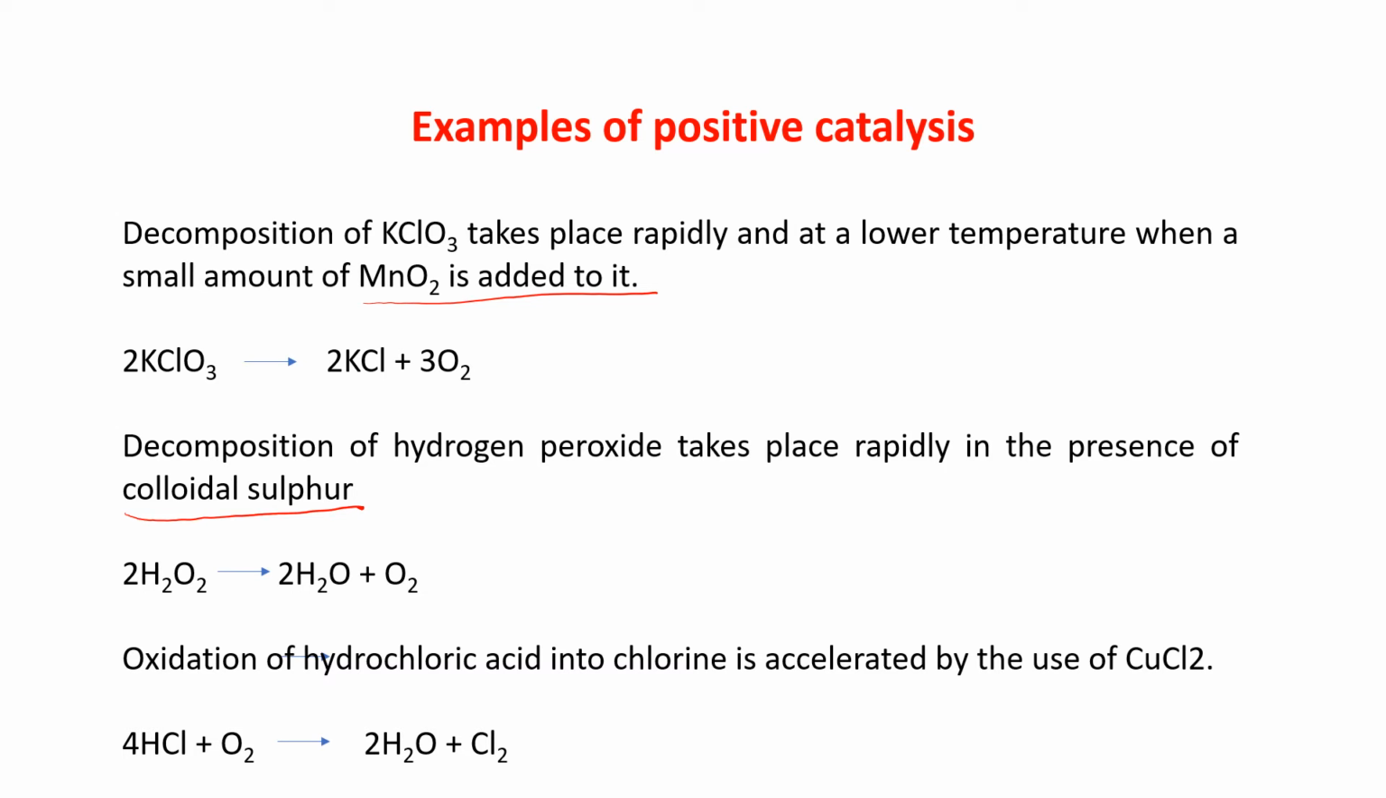Now oxidation of hydrochloric acid into chlorine is accelerated by the use of CuCl2. So these all are acting here as catalyst, and they are positive catalysts. They are increasing the rate of the reaction. So they are known as positive catalyst.